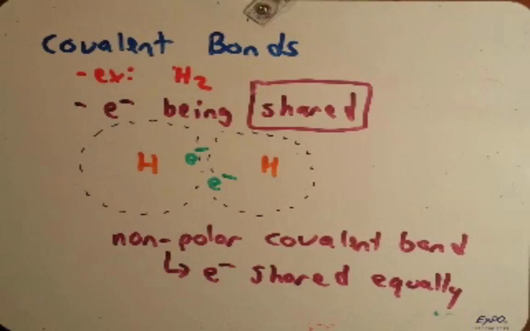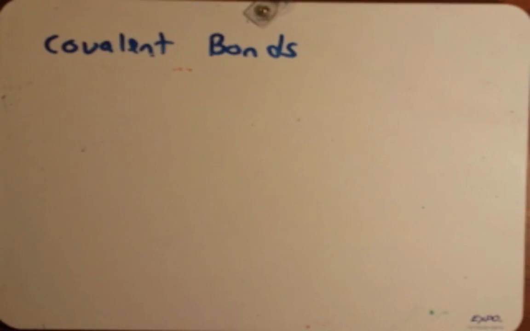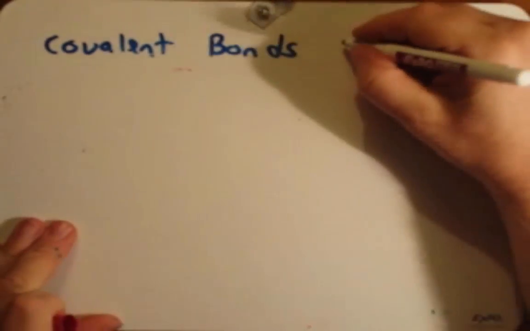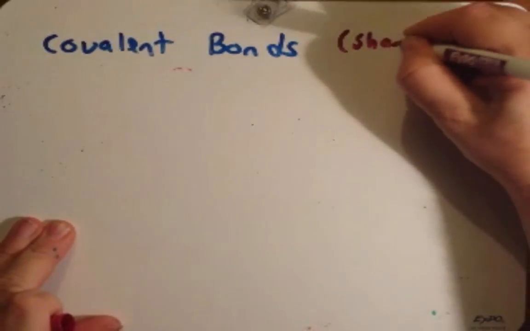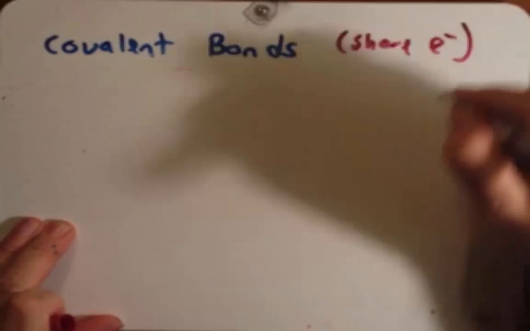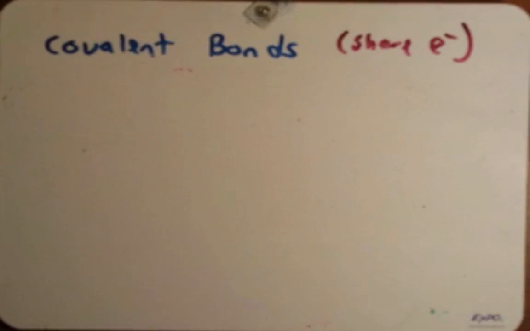The other kind of covalent bond is called a polar covalent bond. And that's a little different. So I'm going to erase this and draw an example of a polar covalent bond. A polar covalent bond is still going to share electrons, but it's not going to share the electrons equally. A good example of this is the compound of water.